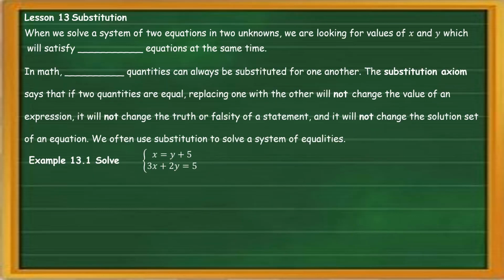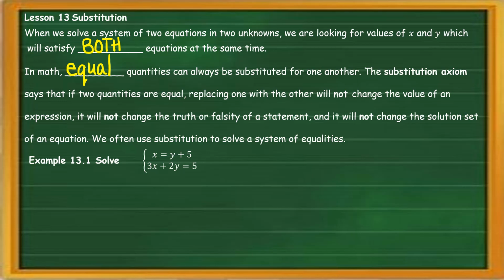Okay, lesson 13 is about using substitution to solve a system of 2 equations in 2 unknowns. So when we solve a system of equations in 2 unknowns, we're looking for values of x and y which will satisfy both equations at the same time. In math, equal quantities can always be substituted for one another. So the substitution axiom says that if 2 quantities are equal, replacing one with the other will not change the values of an expression, it will not change the truth or falsity of a statement, and it will not change the solution set of an equation.